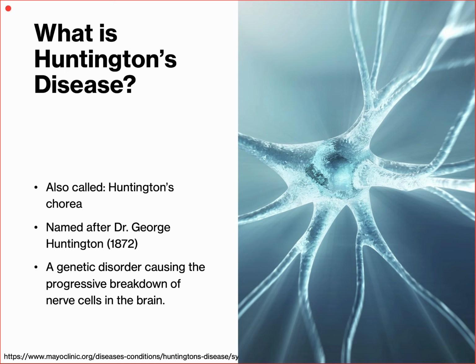Huntington's disease, also known as Huntington's chorea, was first described by Dr. George Huntington in 1872. It's a genetic disorder that causes the progressive breakdown of nerve cells in the brain. It affects a person's movement, thinking, and emotions over time.